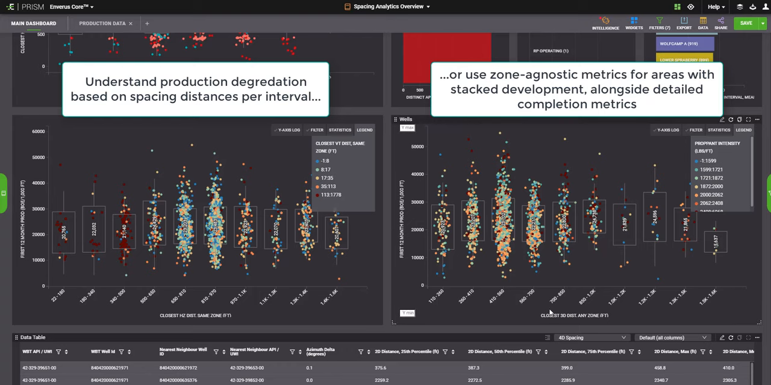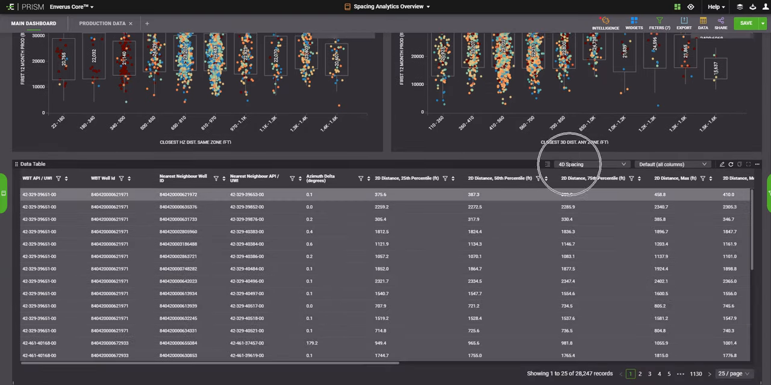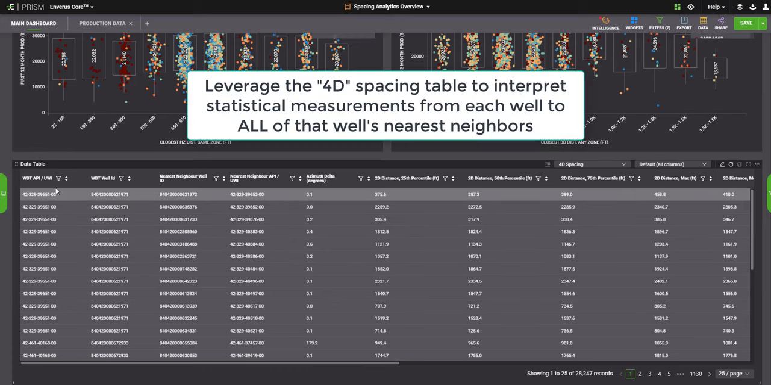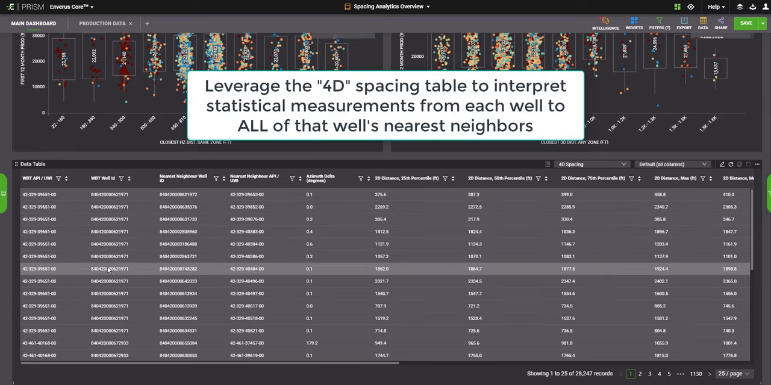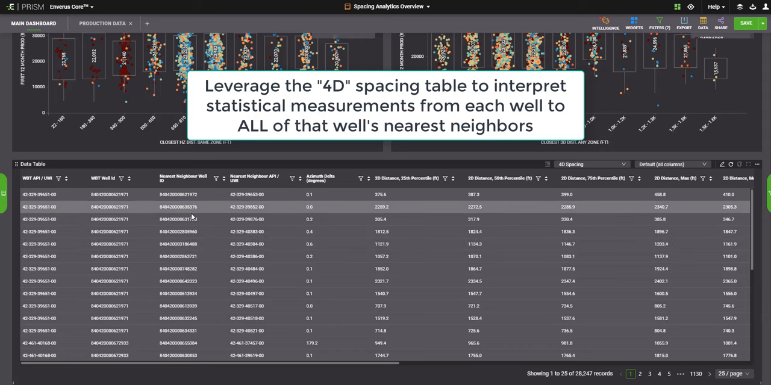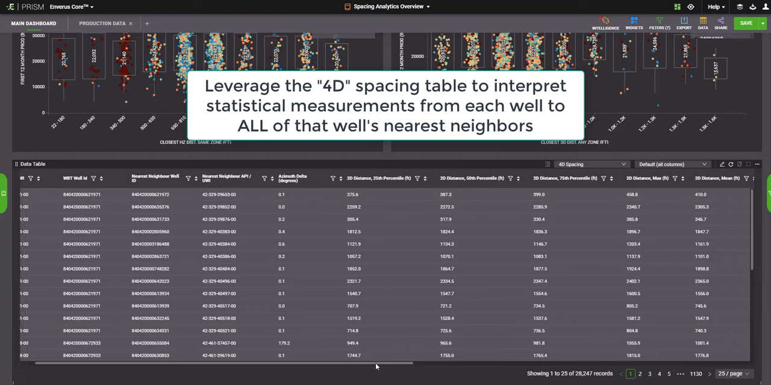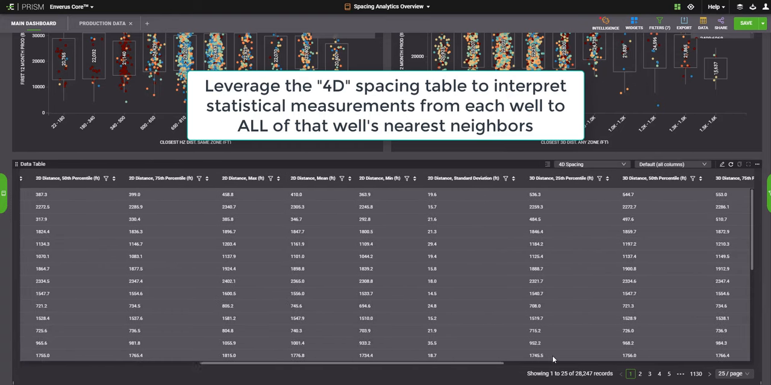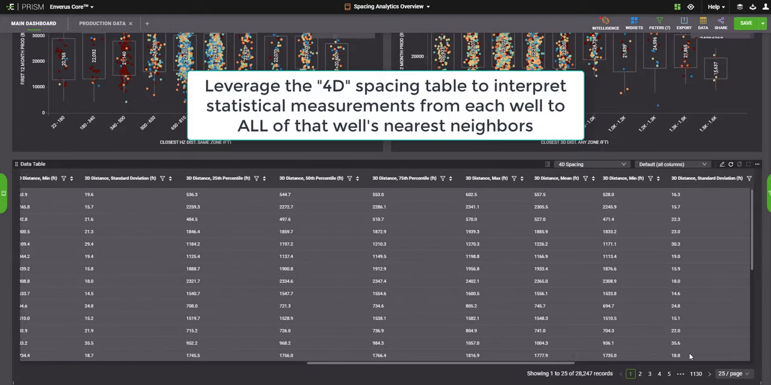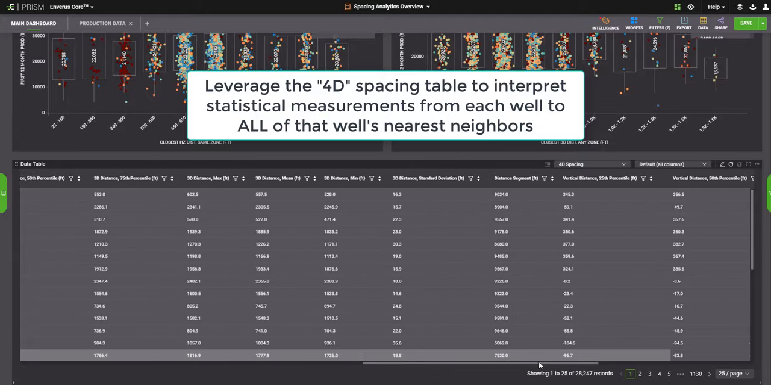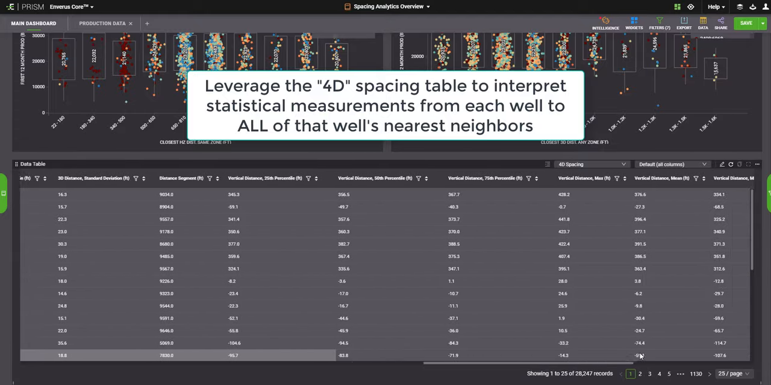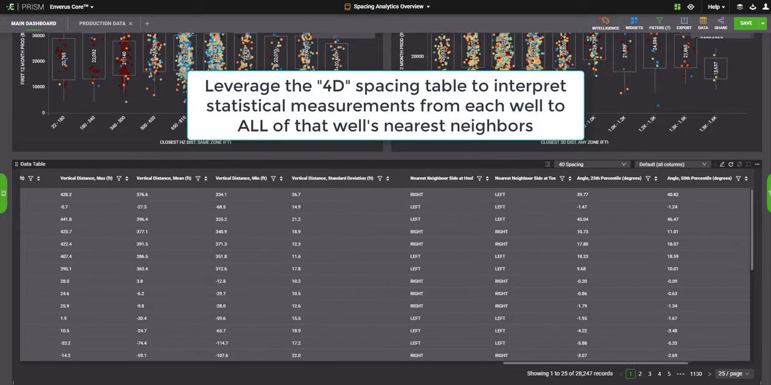When it comes to extremely detailed spacing analysis, the 4D spacing table provides an abundance of statistical measurements from the subject well to every offset well that falls within the predetermined search radius. This data can also be leveraged through back-end data connections into your own internal database, so if there are custom views you'd like to generate based on this data, the process is fairly seamless.